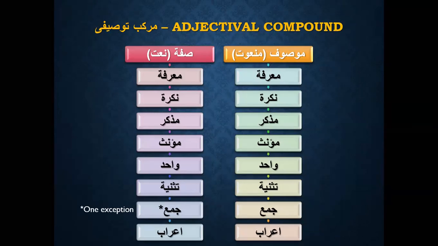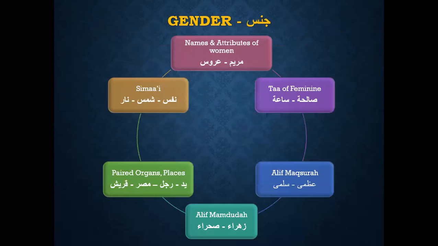They should both be ma'rifa, both should be nakira. If one is nakira, other should be nakira. One is muzakkar, other should be muzakkar. Same way. It goes all the way. With one exception, which is jama ghair aqil. Where you take it as a group, a jama'ah, wahid mu'annath.